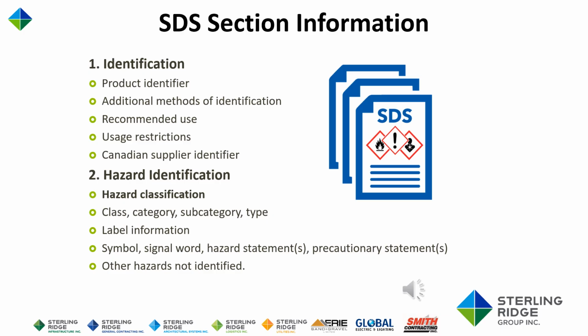1. Identification: product identifier, additional methods of identification, recommended use, usage restrictions, Canadian supplier identifier. 2. Hazard identification: hazard classification, class, category, subcategory, type. Label information: symbol, signal word, hazard statements, precautionary statements, other hazards not identified.